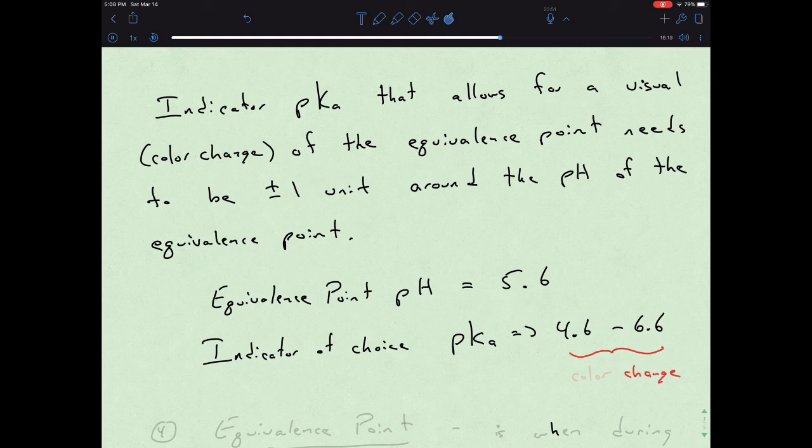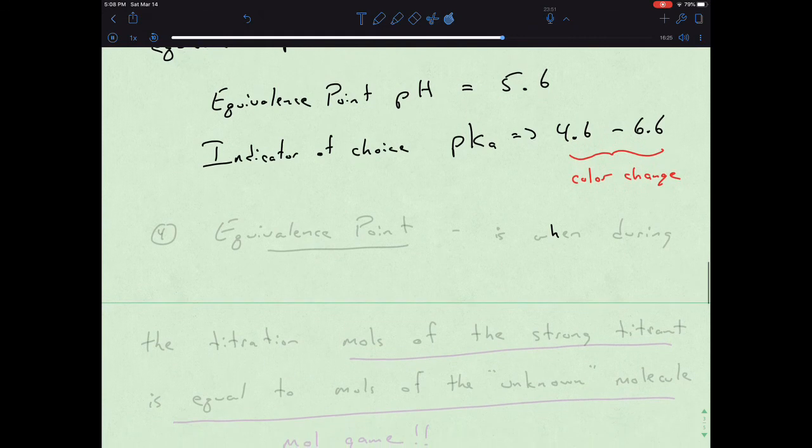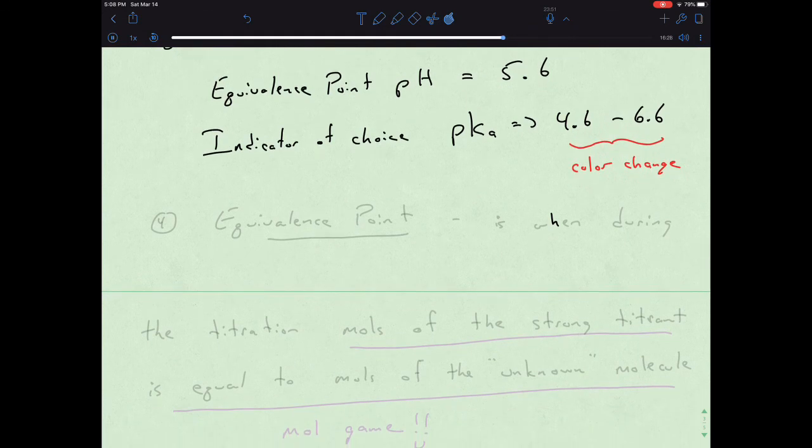So it's almost like we do two titrations. One is the titration of the unknown, and the other is kind of the titration of the indicator, which once we get to its pKa, all of a sudden has this color change. And we want to make sure that that choice of indicator is going to change colors right around that equivalence point.